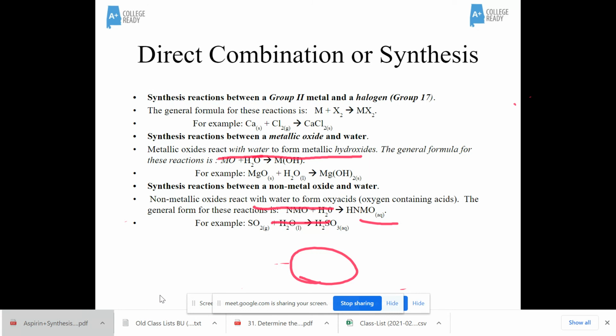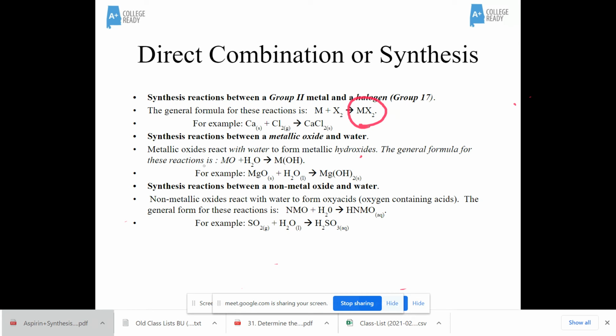So if we have a group 2 metal, it does the same thing, but notice that you've got to get your formula right. With group 2 metals and halogens, you're going to have the subscript of 2. So calcium and chloride together would make CaCl2, because calcium's a +2, chlorine's a -1. They have to balance. So you've got to have CaCl2.